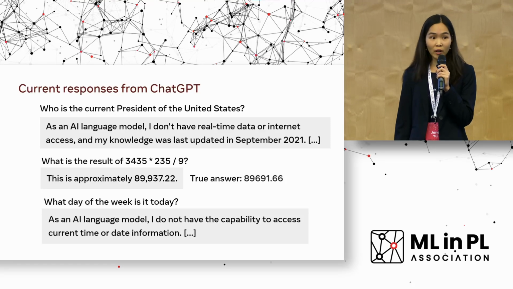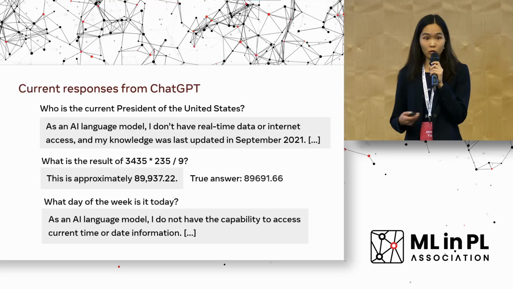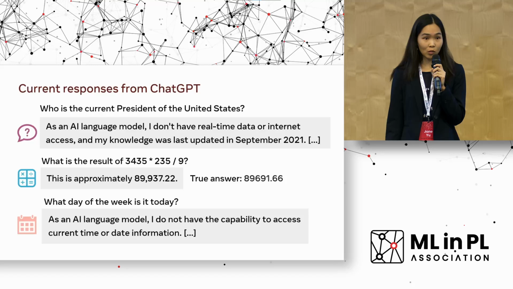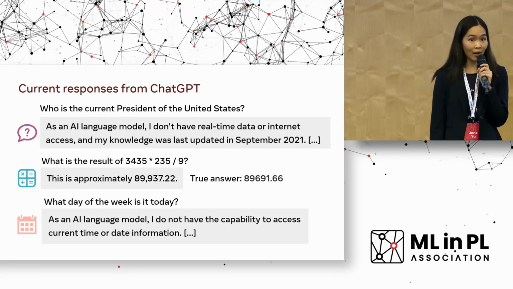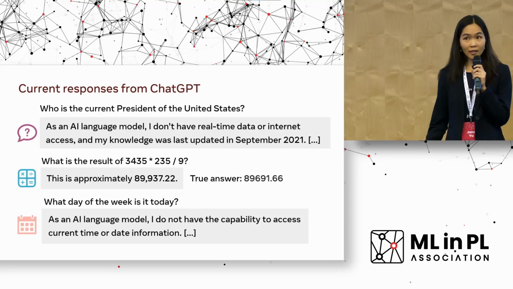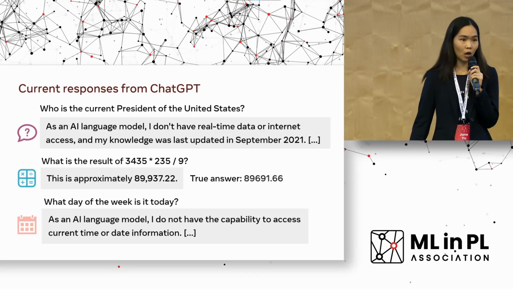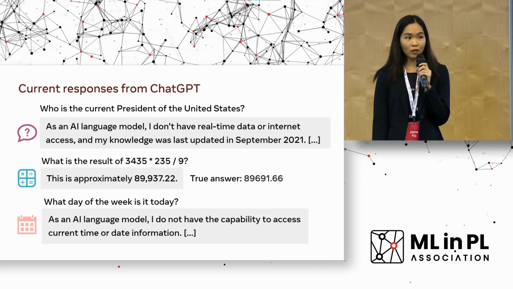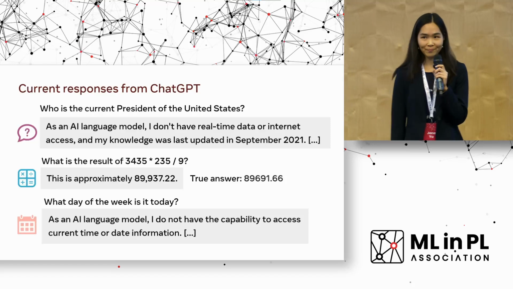What all of these queries have in common is that they could have really benefited from the use of external resources. In the first case, we could have really benefited from the usage of a QA system that does have access to current information. In the second case, we could have really benefited from a calculator tool, because that's exactly what a calculator can do. It can perform this computation perfectly. And finally, we could have really benefited from a calendar tool, because the calendar can definitely tell you what day of the week it is today.